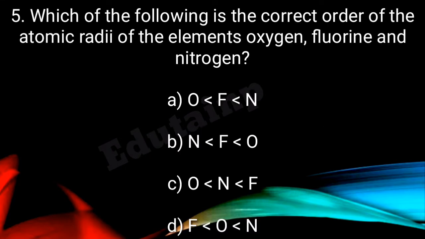Which of the following is the correct order of the atomic radii of the elements oxygen, fluorine and nitrogen?